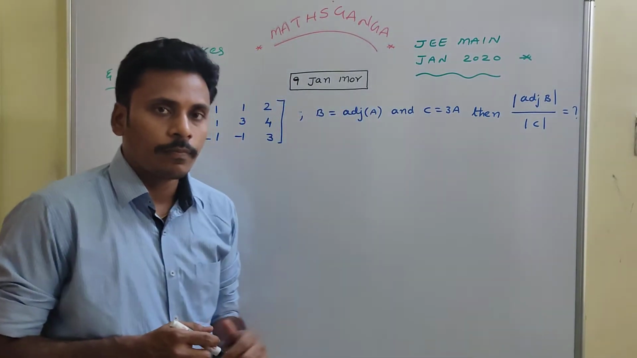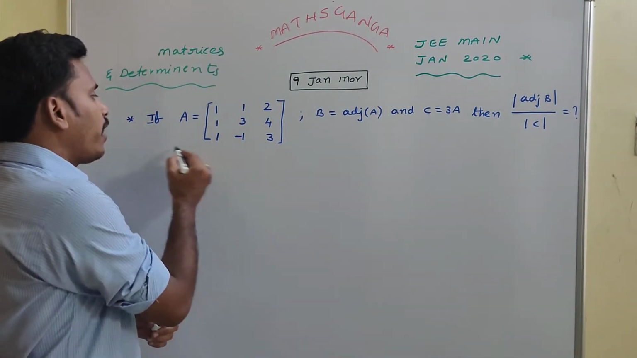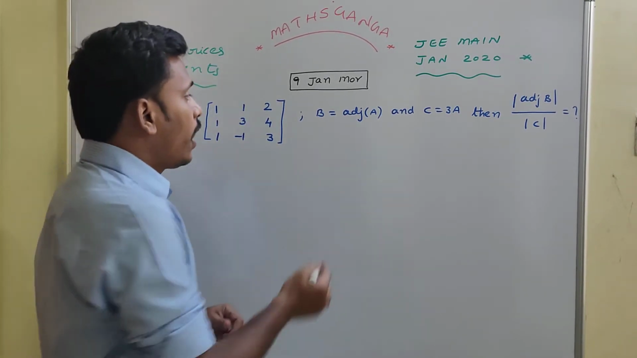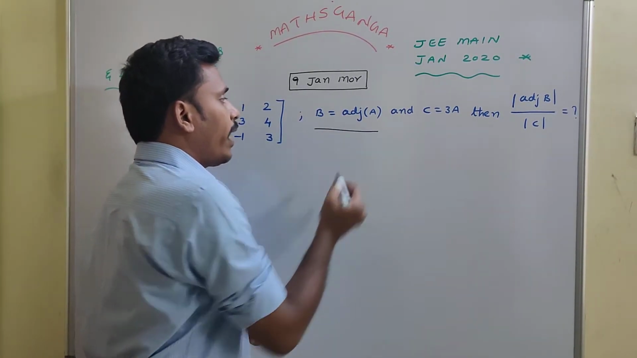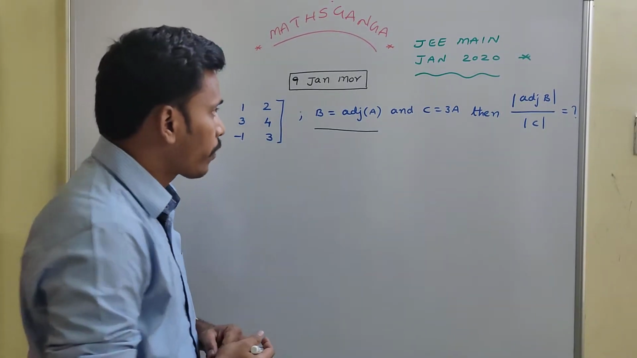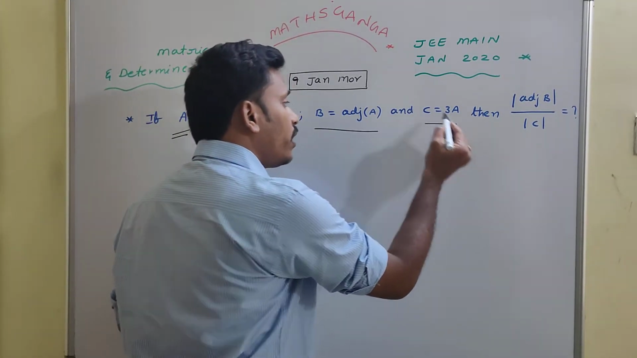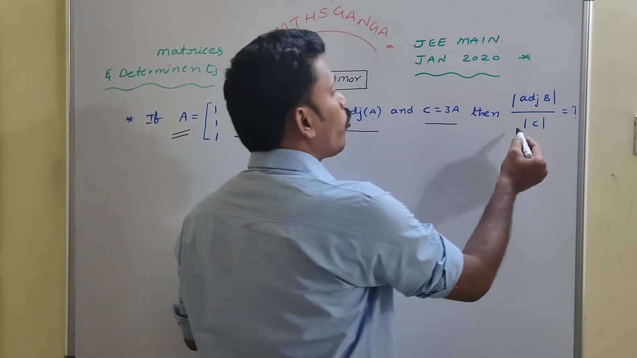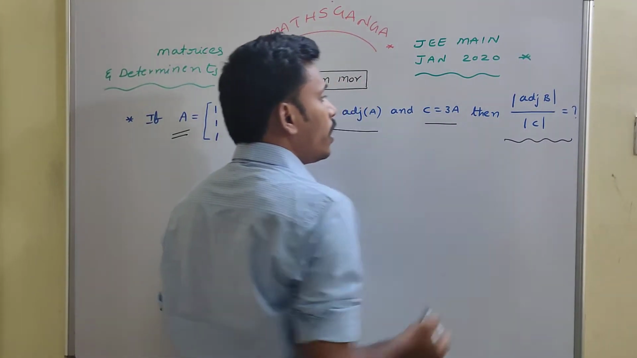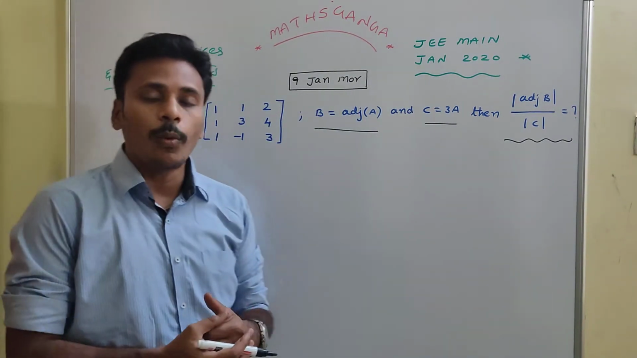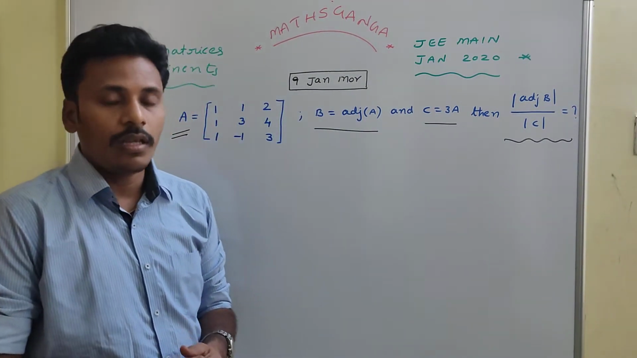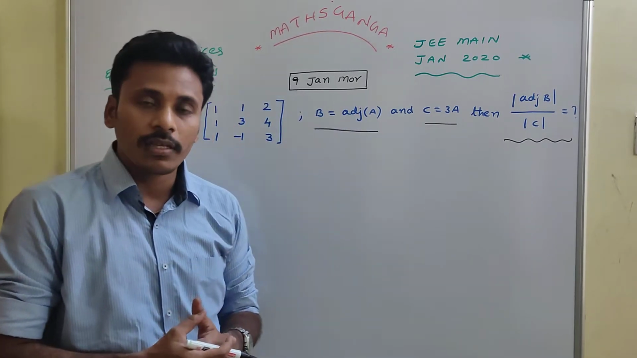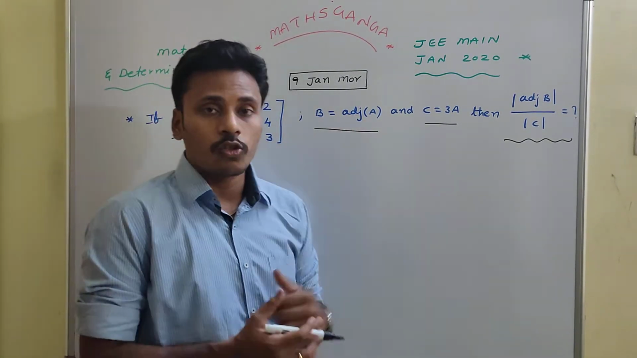Look at the question. What is given? A 3 by 3 matrix A is given, and another matrix B is defined as the adjoint of A, and another matrix C is given as 3 times this A. At the end we need to find the value of determinant of adjoint B divided by the determinant of C. The problem completely involves the properties of determinants, and here adjoint is also involved.